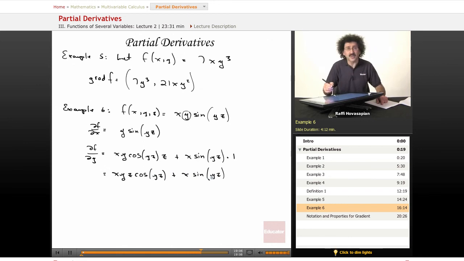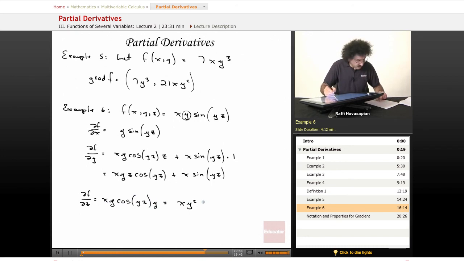And I certainly hope that you are going to double check this for me. Now let's do the third partial derivative, df dz. So now we hold the x and y constant. Let's see what happens here. So if we hold the x and y constant, so that means these are constant, so we end up with x, y, cosine yz times the derivative of what's inside with respect to z, which is y. So that's going to equal x, y squared, if I'm not mistaken, cosine yz.